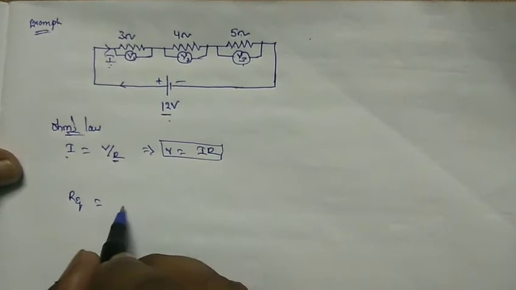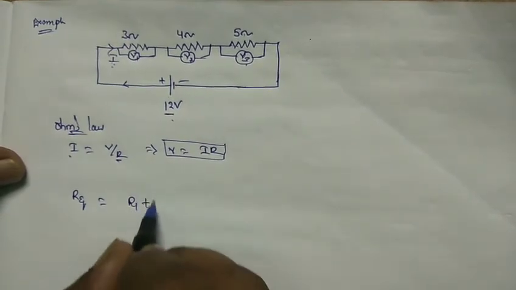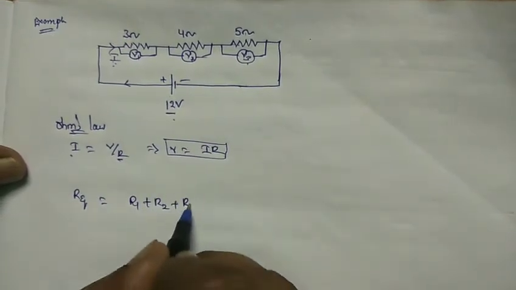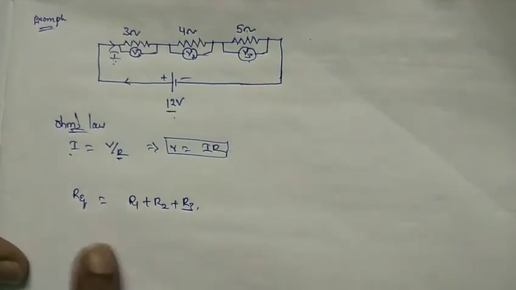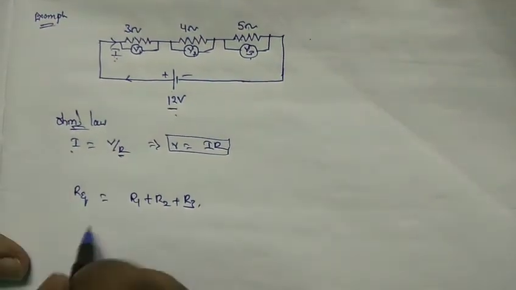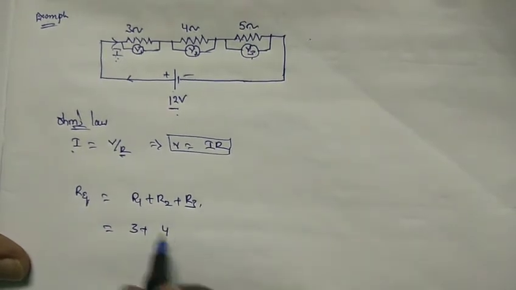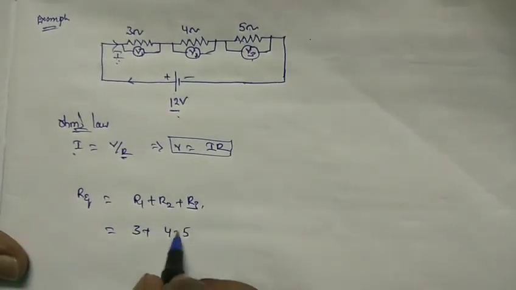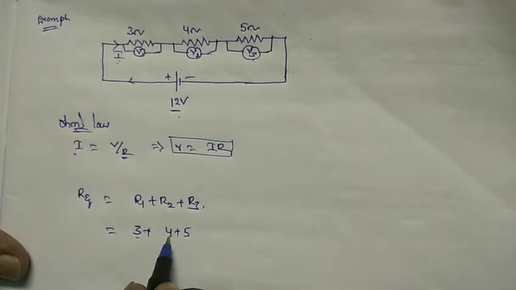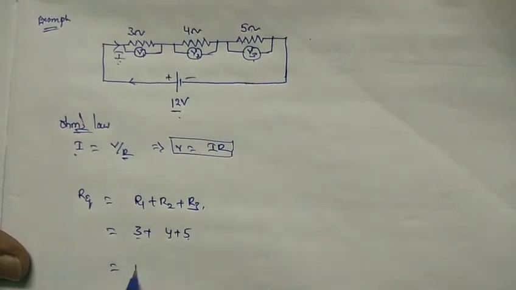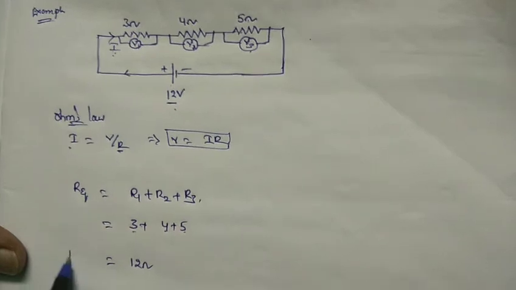this is the series combination. We can go for R1 plus R2 plus R3. R1 is 3 ohms, R2 is 4 ohms, R3 is 5 ohms. So 3 plus 4 is 7, 7 plus 5 is 12 ohms. So R equivalent is equal to 12 ohms.